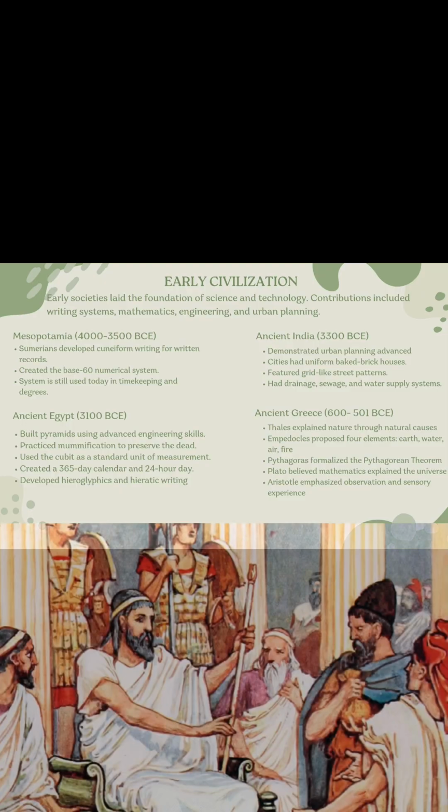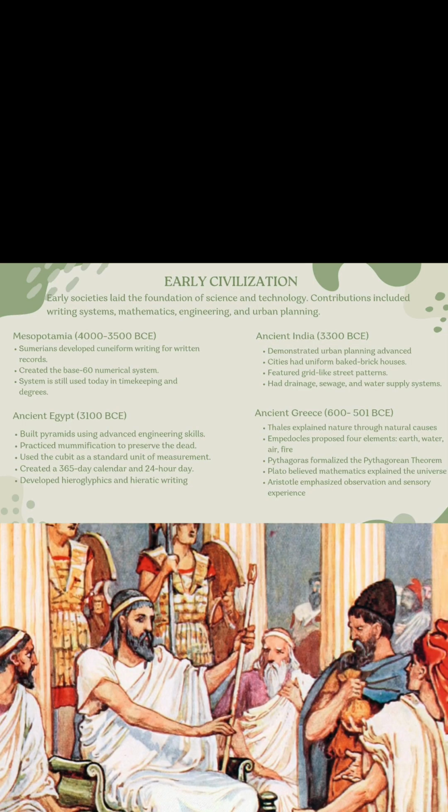Next is ancient Greece. It was during 600 to 501 BCE. Ancient Greece played a major role in the development of scientific thinking. Thales proposed that natural events could be explained by natural causes rather than divine intervention, believing water was the fundamental substance of the universe. On the other hand, Empedocles suggested that everything is made of four elements: earth, water, air, and fire, which interact through forces he called love and strife.